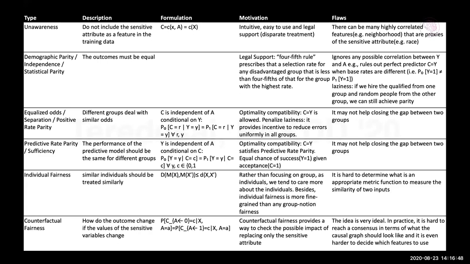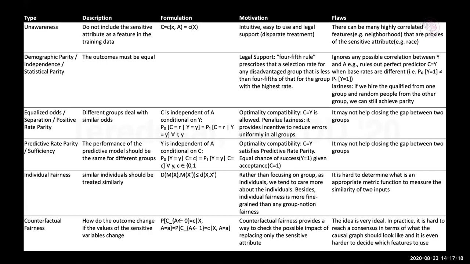So one way to think about it is that we ensure that the positive rates, which in the context of healthcare we could map onto the rate of interventions, are the same across different groups defined by race in our example. That said, it also suffers from a similar problem of correlation between the variables.